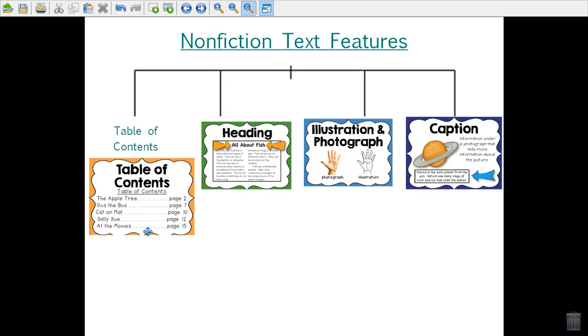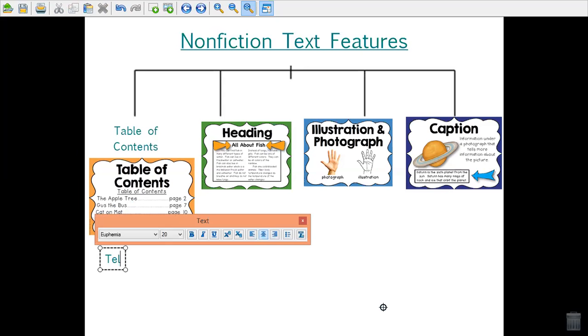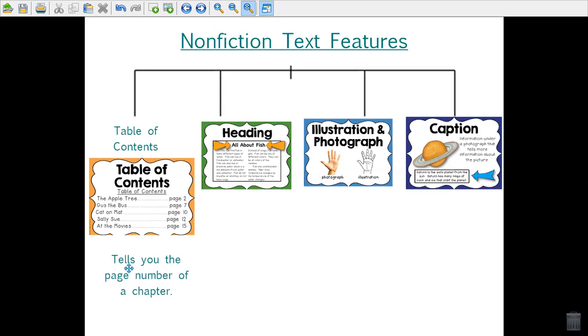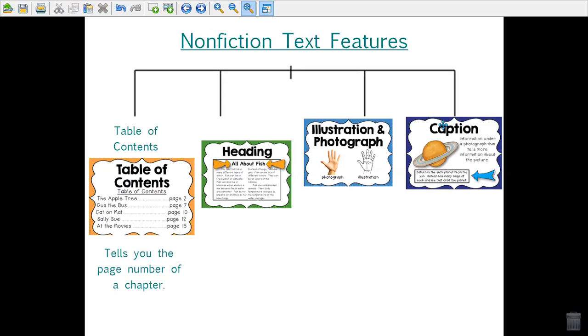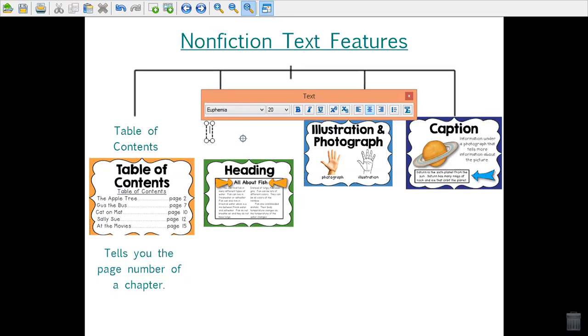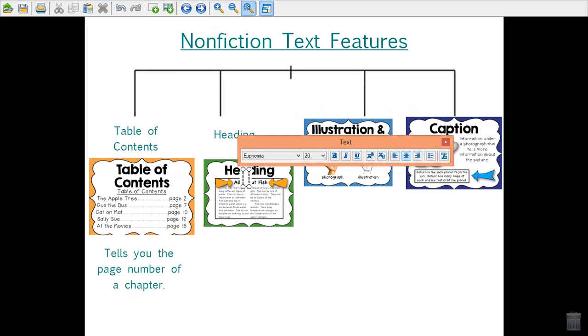Now you can just write down your example. Draw a picture of your example. You can even write down the definition underneath it. Tells you the page number of a chapter. You can write down the definition or you can draw the example underneath your title. Good job, guys. Our next one, and remember, don't get frustrated. If you run out of time before I move on, guess what? It's okay. Pause your video and come back to it, okay?